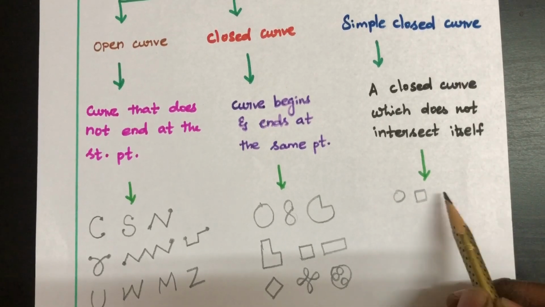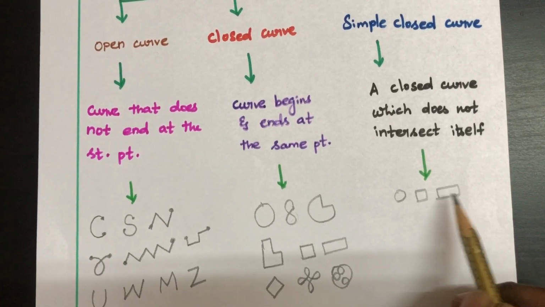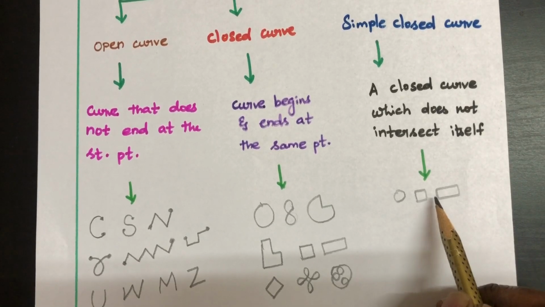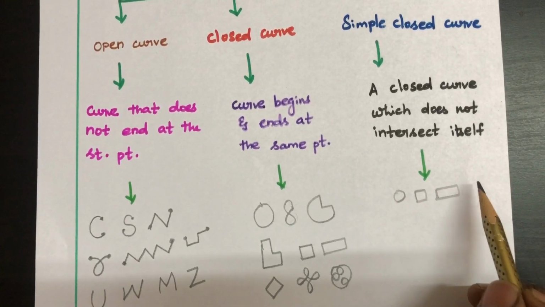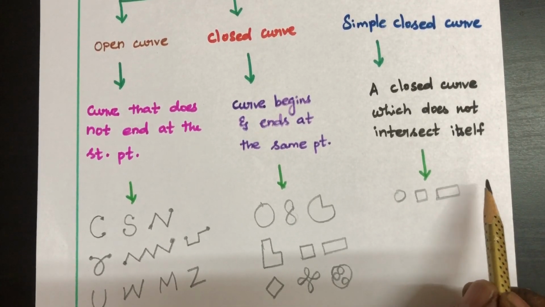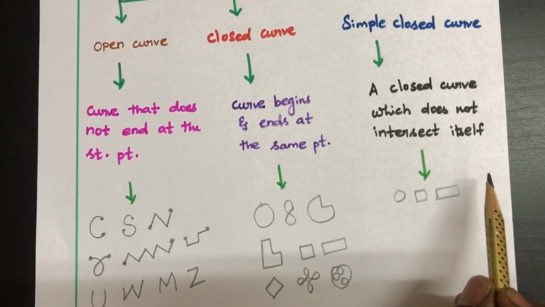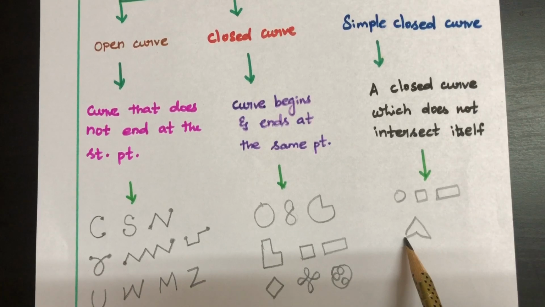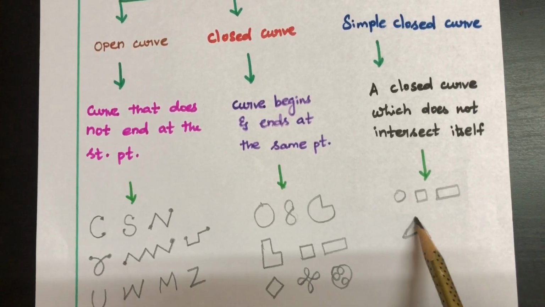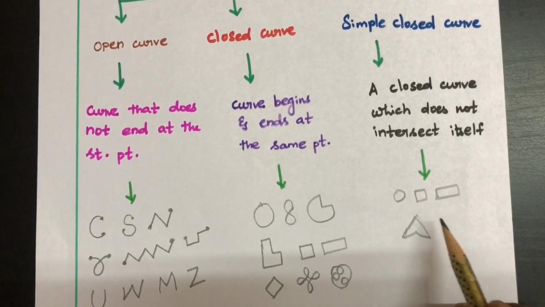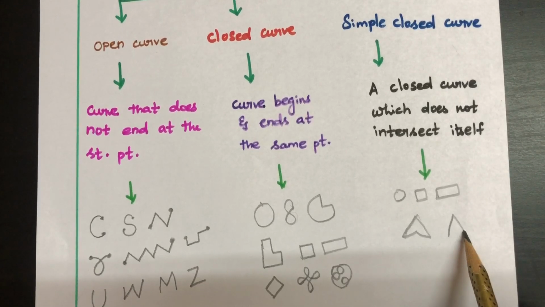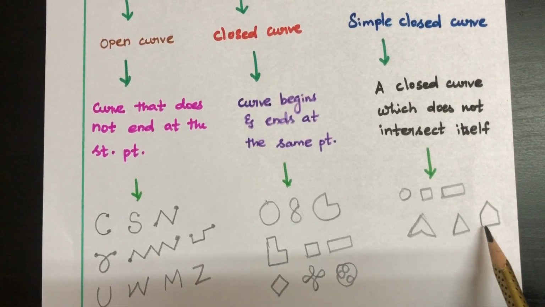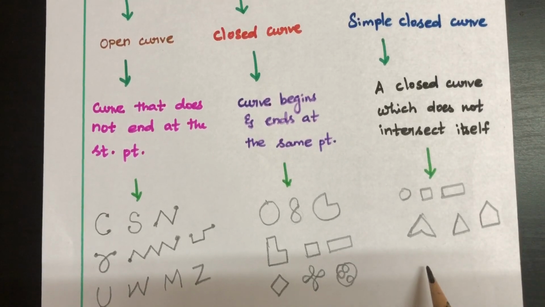Square is a simple closed curve. Rectangle is a simple closed curve. That means it should start and end at the same point without intersecting any portion of the drawing. That is called a simple closed curve. This is also a simple closed curve. Right? Triangle is also a simple closed curve. Pentagon, hexagon, these are all examples of closed curves.